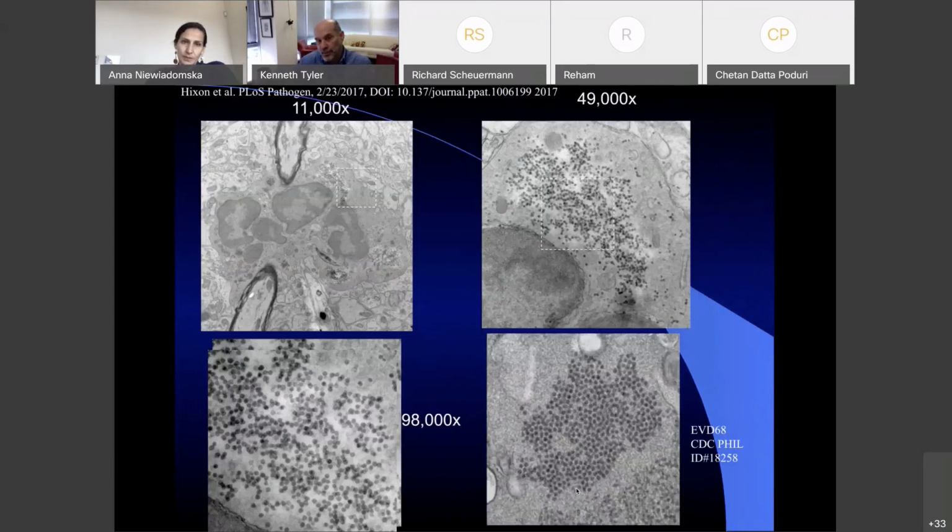If you do electron transmission microscopy from spinal cord specimens, you can see that the neurons are jam-packed with enterovirus-like virion particles. I've shown you 3 different magnifications. And then, from the CDC's database, in the lower right-hand corner, is a reference specimen of what Enterovirus D-68 virion particles look like. You can see these totally meet the morphologic appearance of enterovirions. It wouldn't tell you, of course, which type.